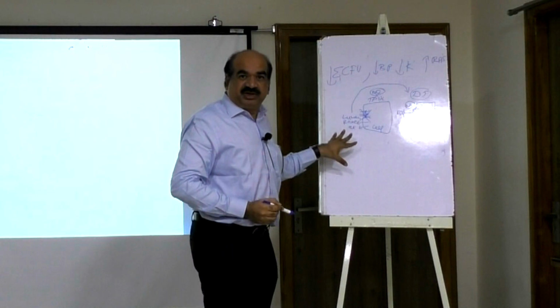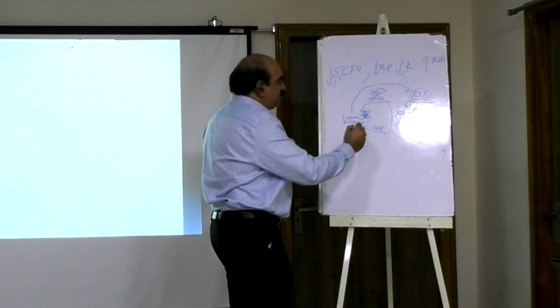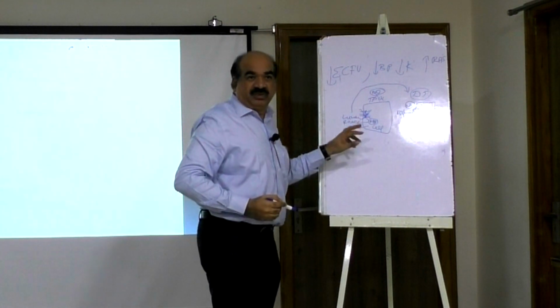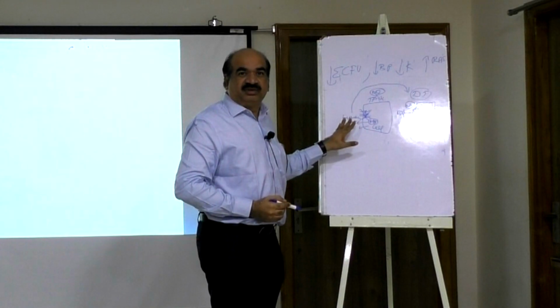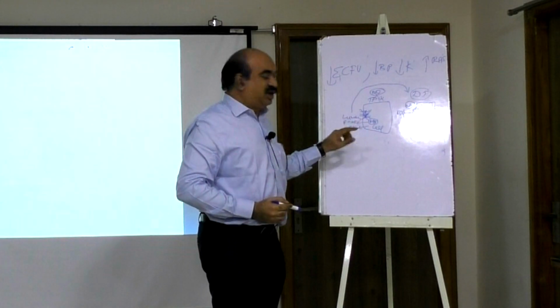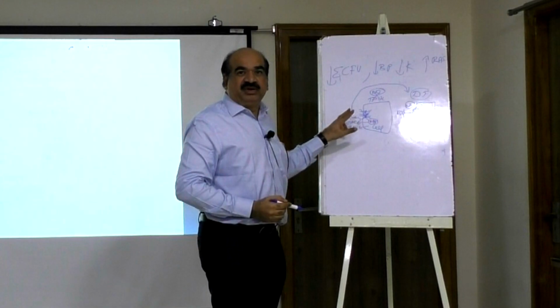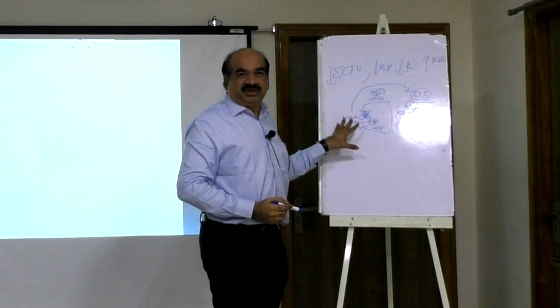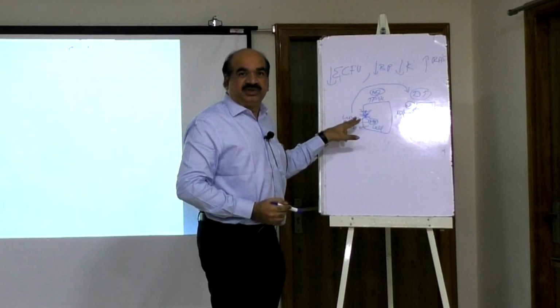These two are for potassium secretion. Magnesium inhibits this channel, the ROMK channel. ROMK is the renal outer medullary potassium channel. BK is the big potassium channel. So magnesium inhibits this ROMK channel.